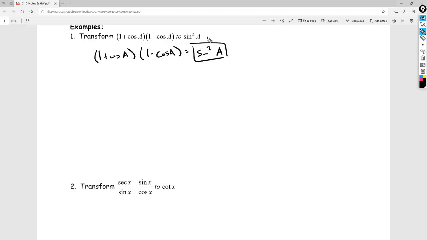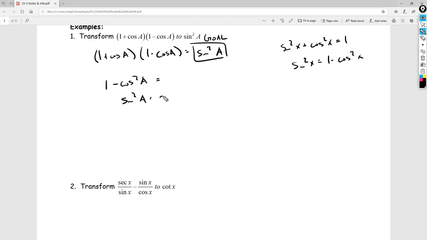So again, I'm going to box this. I'm going to write that this is my goal, and I'm going to manipulate only the left-hand side. When I multiply this out, I'll end up with 1 minus cosine squared of a. And again, from my Pythagorean identity, I know that sine squared plus cosine squared equals 1. So if I move my cosine squared over and solve for sine squared, it'll just be 1 minus cosine squared. So I can make this direct substitution, and I see that sine squared of a is equal to sine squared of a, so I have reached my goal and I have completed my proof.